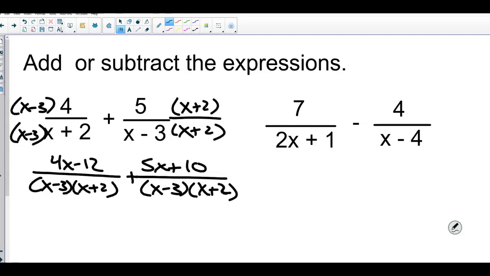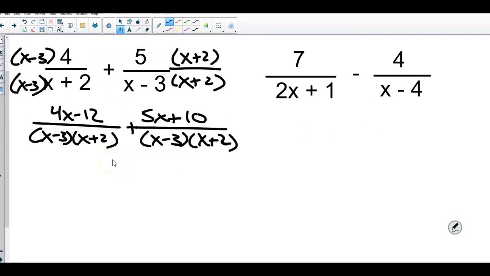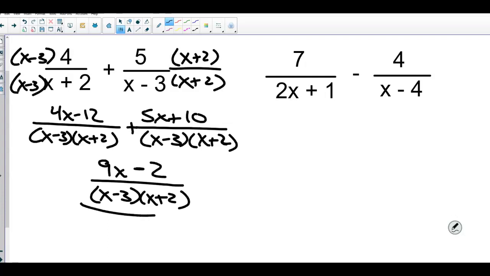Okay? So when I do this right here, scroll down a bit, we're going to have x minus 3, x plus 2. 4x and 5x is 9x. Negative 12 and 10 is negative 2. And there's your answer.